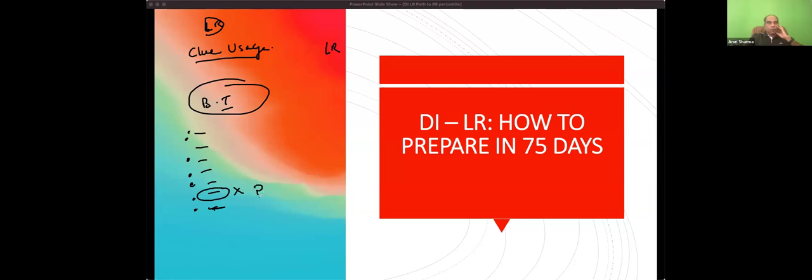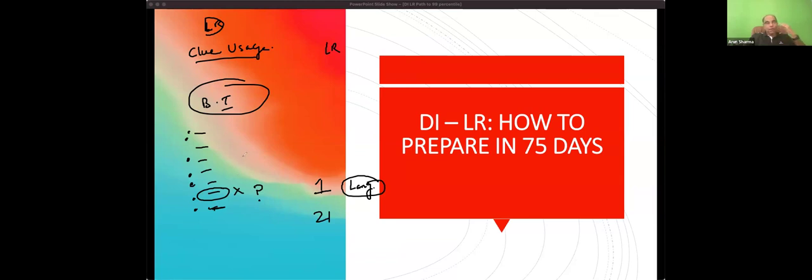Why will we not be able to use a clue? There'll be only 2 reasons. One reason will be that you don't understand the language of the clue. It's complicated language, so you're not able to understand what it's trying to say. And the second reason why you will not be able to use a clue is because you're not able to fit it in.